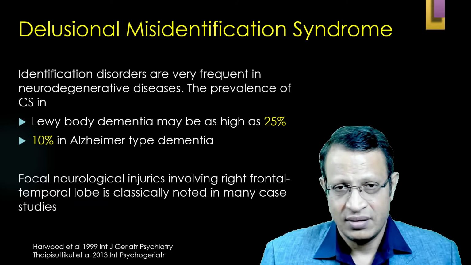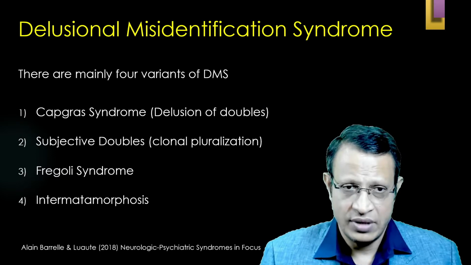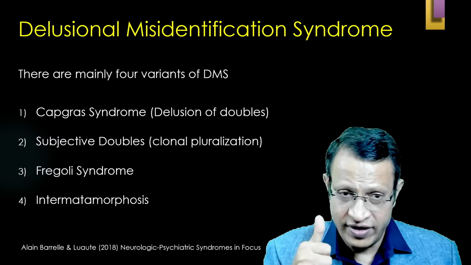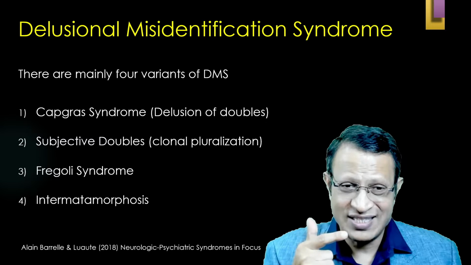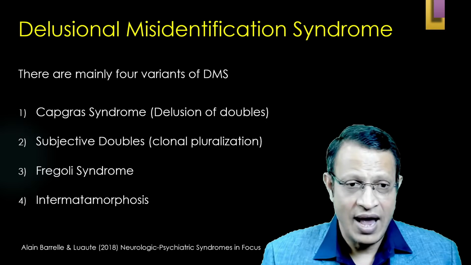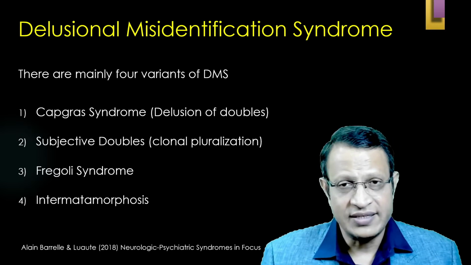Further, there are 4 main variants of delusional misidentification syndrome. The first one is Capgras syndrome. It is also called delusion of doubles. The second one is Fregoli syndrome, then intermetamorphosis, and subjective doubles, also called clonal pluralization. Let's discuss each one of them.